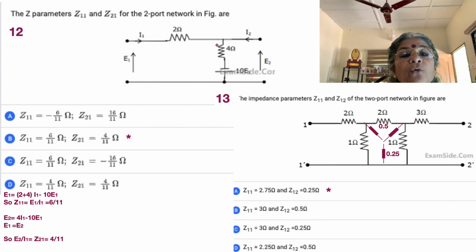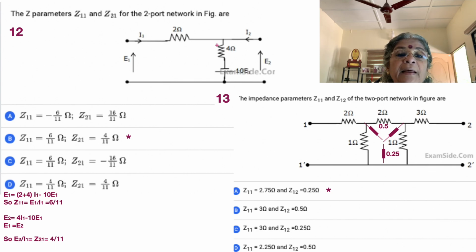Now we move on to the next context. We want to find out Z21. What does Z21 imply? It means that you measure voltage V2, and you apply current I1. I2 is equal to 0. So I1 is applied. It flows through 2 ohms, it flows through 4 ohms, and it also enters 10 E1. And you measure from this side, that is from port 2, to get E2.